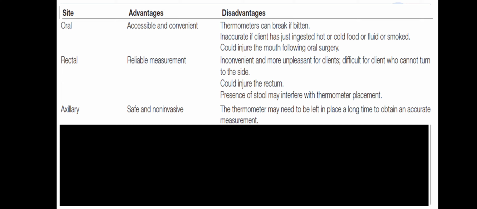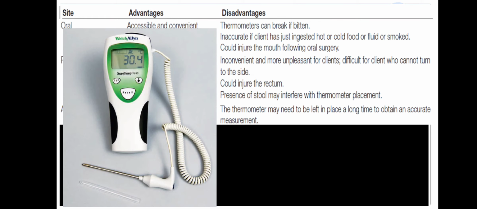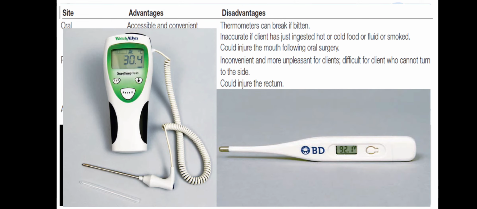So, pag naman sa axillary, it is the safe and non-invasive na site na pagkukuhaan ng ating body temperature. So, the thermometer may need to be left in place for a long time to obtain an accurate measurement. So, hinihintay natin na mag-beep muna siya, no? Para makuha natin yung accurate. So, yan. Ito yung ginagamit natin for oral or rectal, pwede yan. And ito, as you can see, pag oral or rectal, medyo mahaba yung pahaba. Kasi syempre, it is sa loob eh. Unlike ito sa ating axillary, mostly mababa lang yung ating metal part, no?